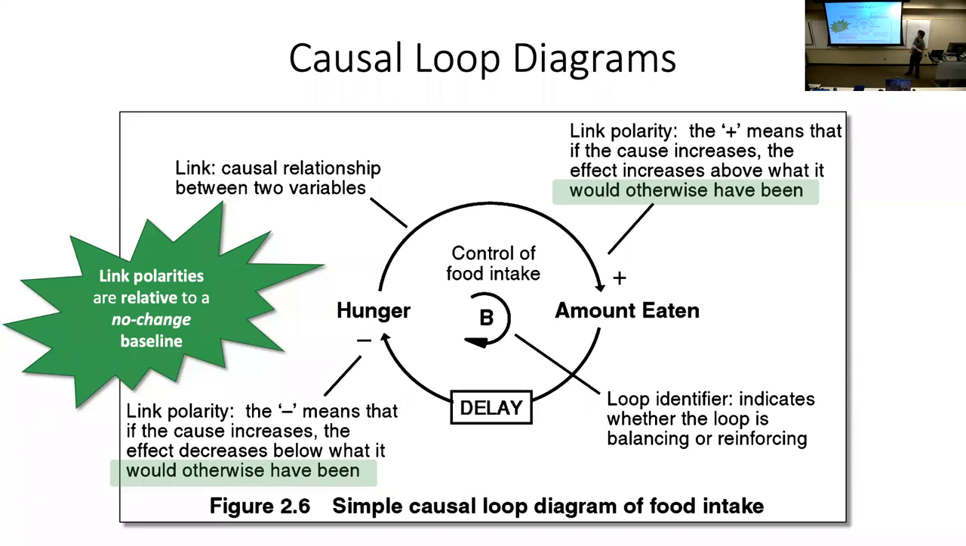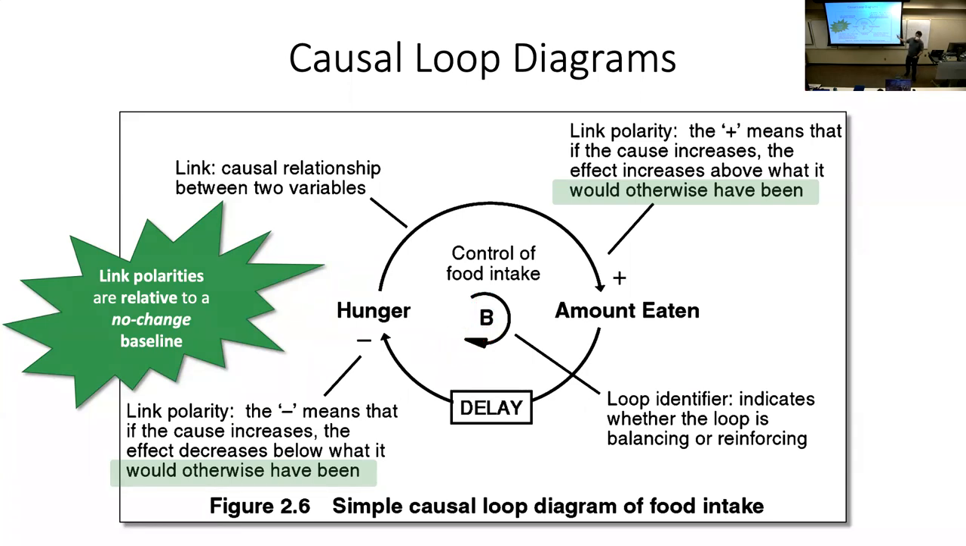Because this has one negative link, this is a negative feedback loop, which Morecroft labels with a B. And what does B stand for? Balancing, that's right. Morecroft just uses the terms balancing and reinforcing instead of negative and positive. They mean the same thing. If you're ever drawing one of these and want to label yours with a minus, that's fine with me too.